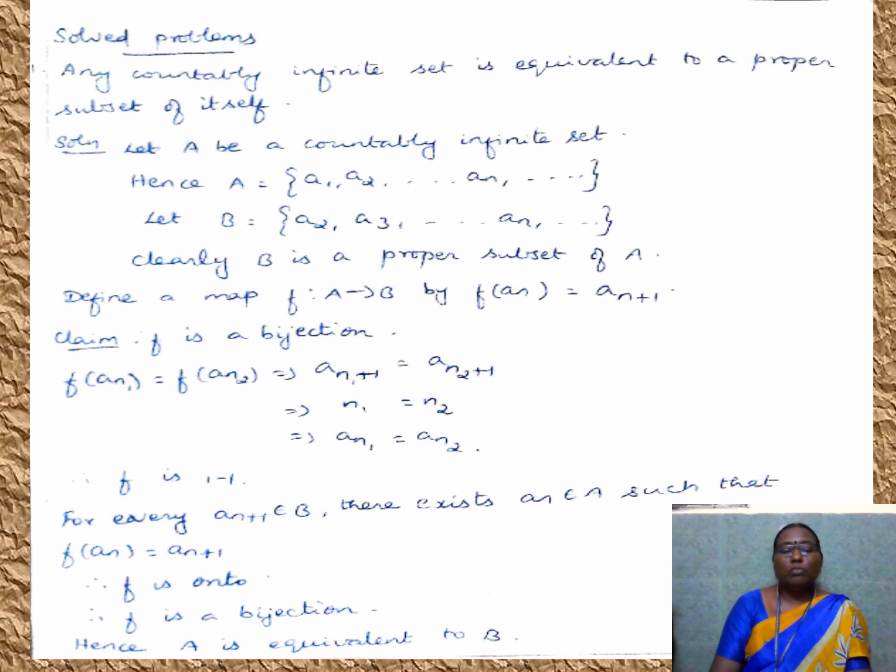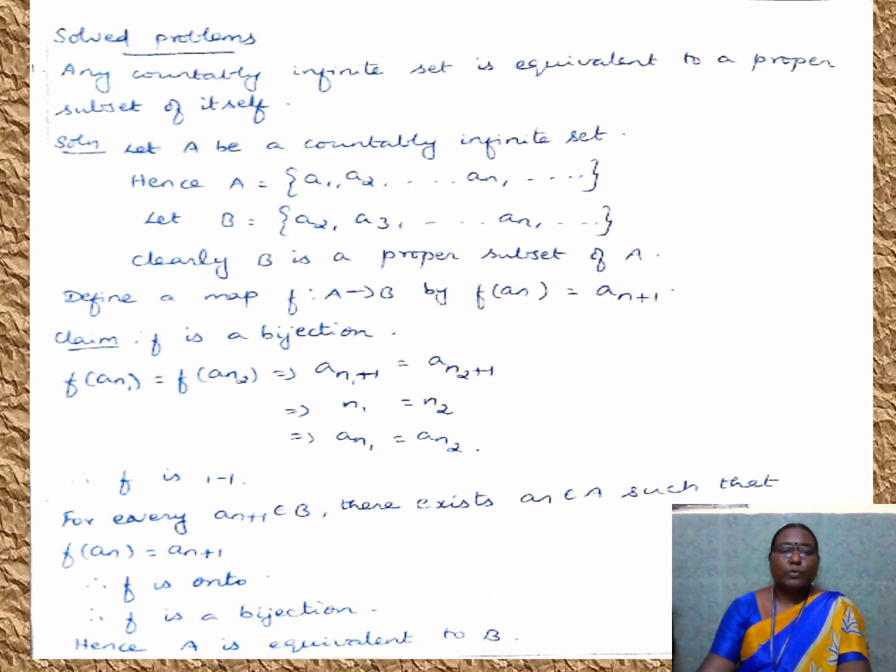Then I have to prove f is onto. So for onto, I have to start with an element in the codomain and I have to find a pre-image in the domain. For every an plus 1 belongs to B, there exists an element an belongs to A such that f of an equal to an plus 1. So for every element of B, there exists at least one pre-image in A. So f is onto. So we have proved f is 1-1 and f is onto, and hence f is a bijection. So since f is a bijection, we can say that the sets A and B are equivalent.